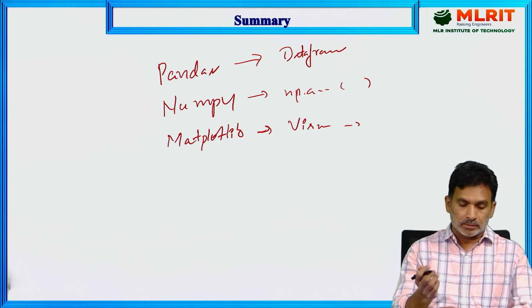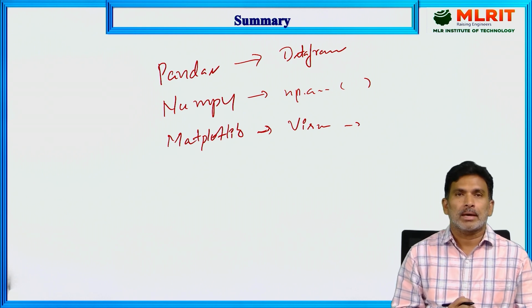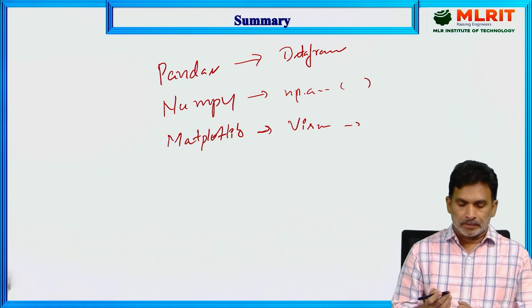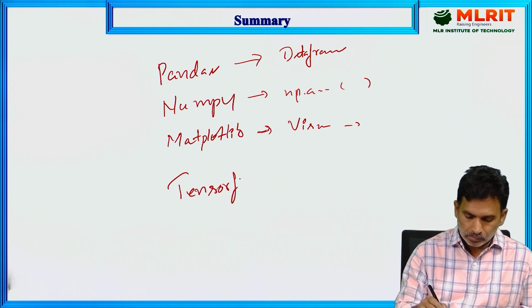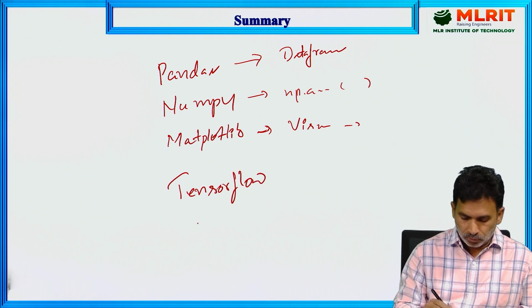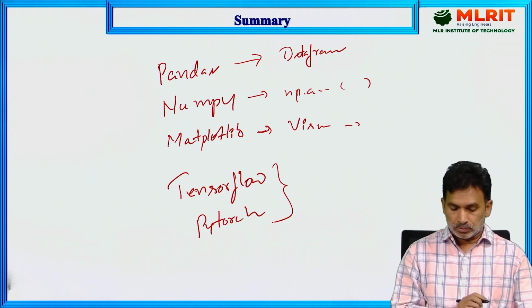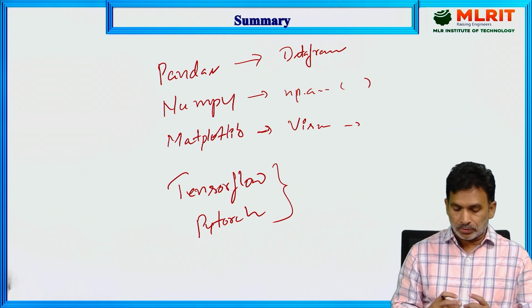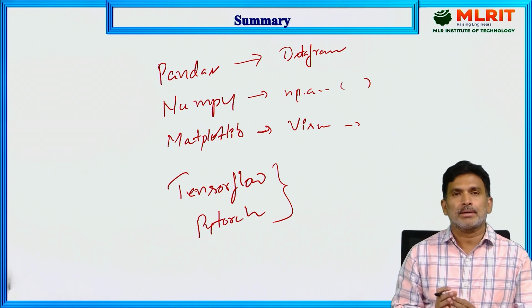But in the next lecture we are going to discuss two other important libraries, mainly the libraries for deep learning, that is TensorFlow and PyTorch. These are very, very important. So the next lecture will discuss these two in detail, so that you will understand.